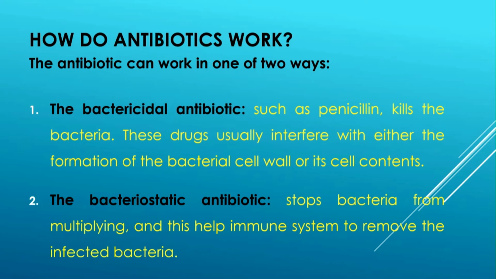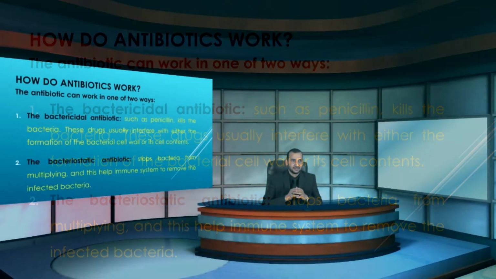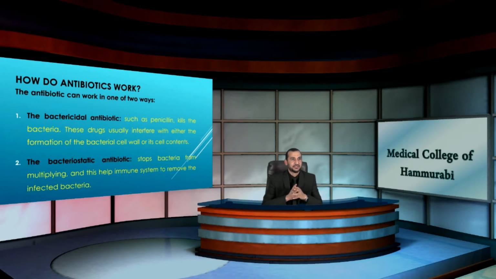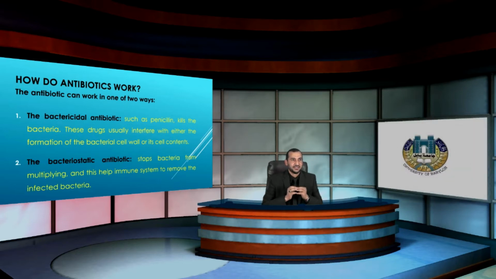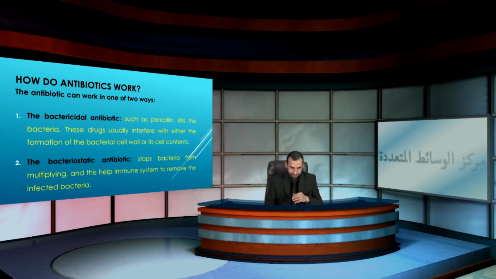How do antibiotics work? Antibiotics can work in one of two ways: bactericidal antibiotics and bacteriostatic antibiotics. The bactericidal, such as penicillin and other antibiotics, act by killing the microorganism. This means the microorganism cannot grow. The bacteriostatic causes inhibition or stopping of the growth or multiplication of the microorganism. This helps the immune system to remove the infecting bacteria.